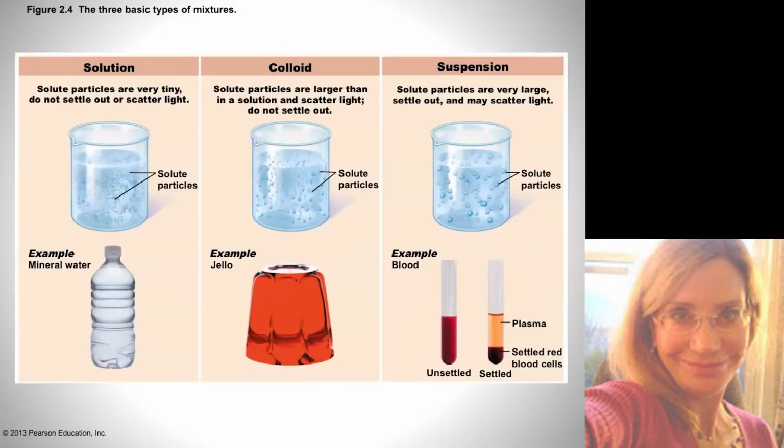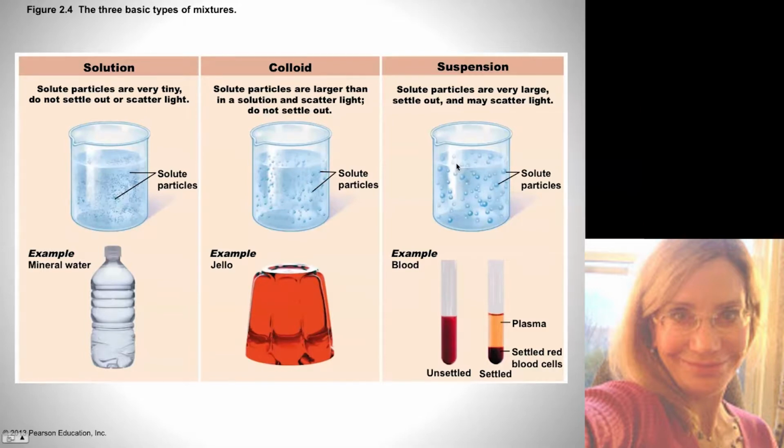Here's another figure that illustrates that. On the right you have a solution. So solute particles are very tiny. They do not settle out or scatter light. The example here is mineral water, or something like a saline solution where the particles are actually dissolved in the liquid. Here is a colloid, and there's jello again. The solute particles are larger than in a solution, and they do scatter light, and they do not settle out.